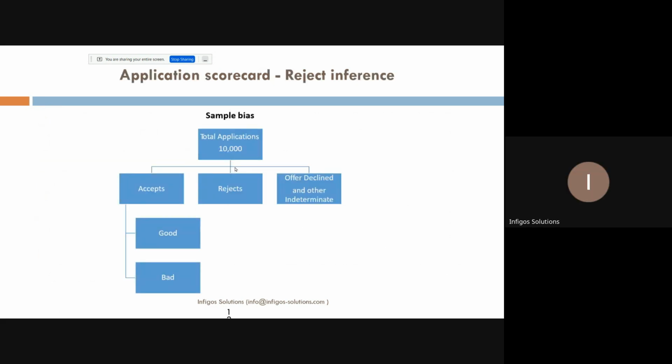So let's talk about reject inference. Reject inference is all about having accepted customers, rejected customers, then you have offered, declined customers, and intermediate, indeterminate ones. So you will not worry about this one. You will worry about these two. This is your through-the-door population, which you have basically accepted or rejected.